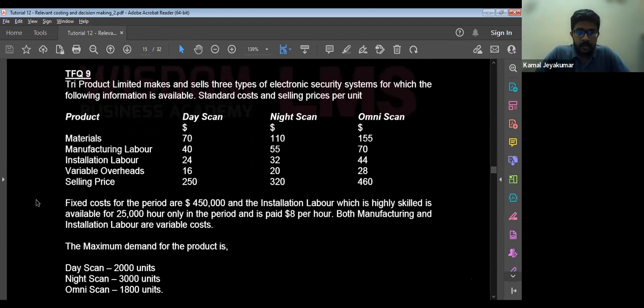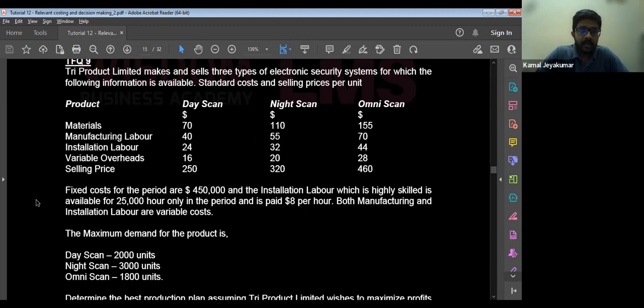Right. Moving on to PFQ number 9. This company is selling electronic security systems, things like CCTV cameras. They have 3 products: day scan, night scan, and omniscan. They have given the cost of each product. You have the material cost, the manufacturing labor cost and the installation labor cost. Then you have variable overheads, and they have also given the selling price.